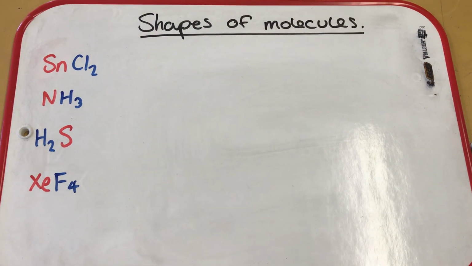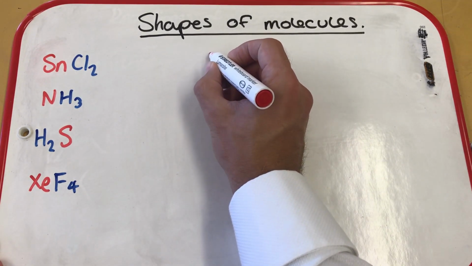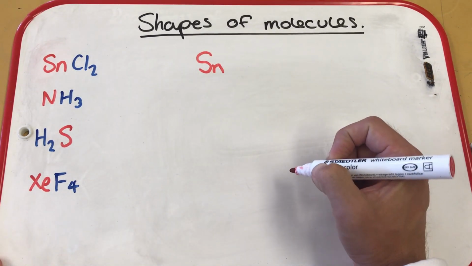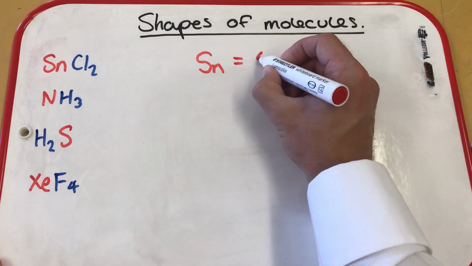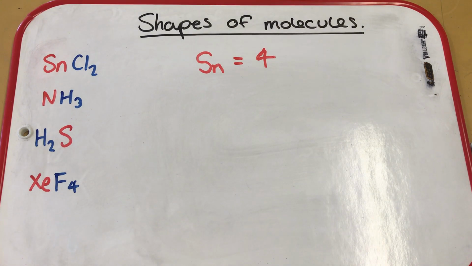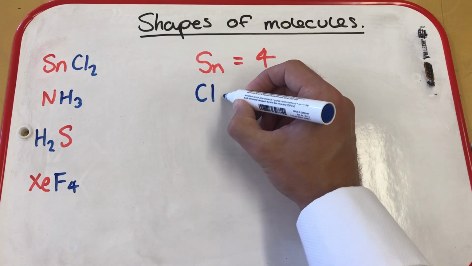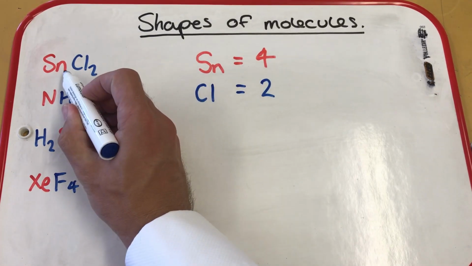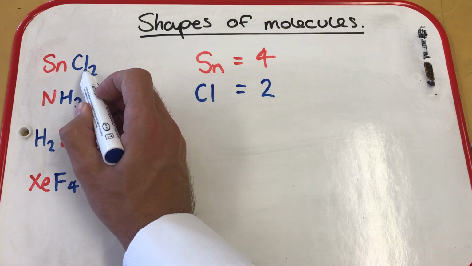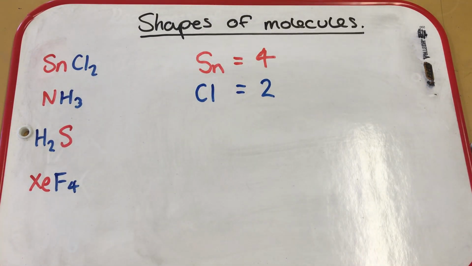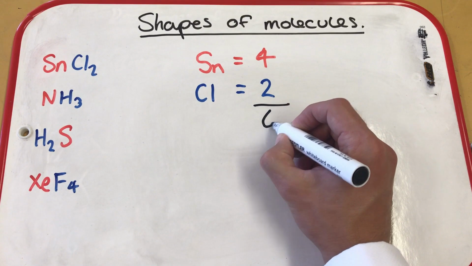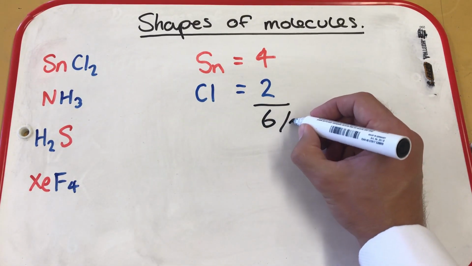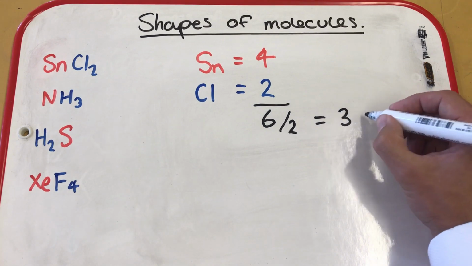Now we can do calculations just like we did in the first video, the introduction to shapes of molecules. In the first example, we'll have a look at tin. Tin, our central atom, is in group 4 of the periodic table, so it has 4 electrons in the outer shell available for bonding. Bonded to that are 2 chlorine atoms. So you can see here we've got the tin with 4 electrons in the outer shell. We're bonded to 2 chlorines, so chlorine brings 2 electrons available for bonding. If we do our calculation, we can see we have 6 electrons in total. Divide that by 2, and that means we have 3 pairs of electrons.